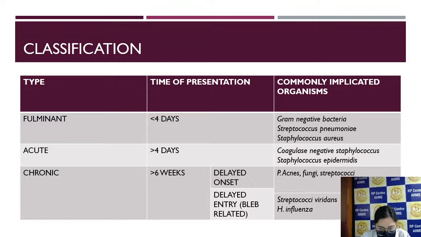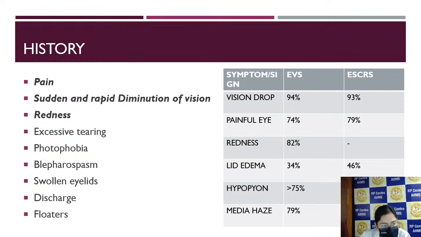into delayed onset, which is caused by P. acnes and fungi, and delayed entry via a bleb, usually caused by Streptococci viridans or H. influenzae. Now, how does a patient present to us?